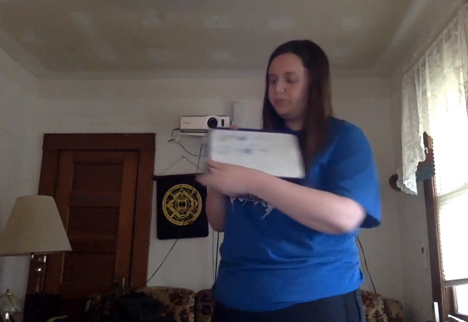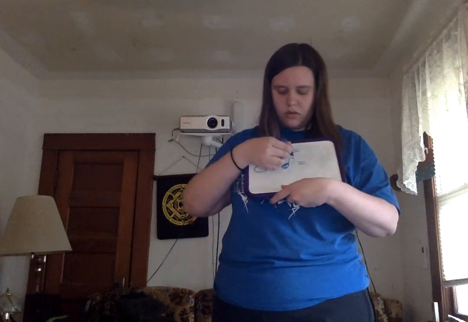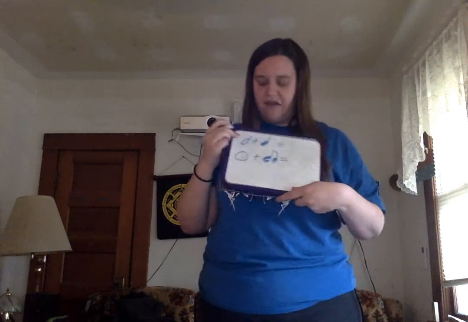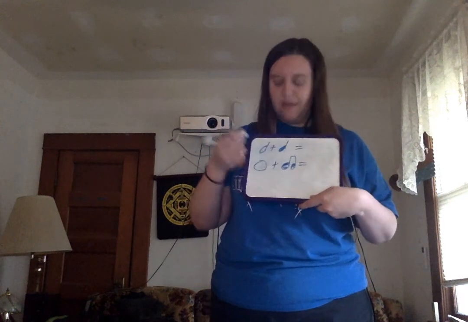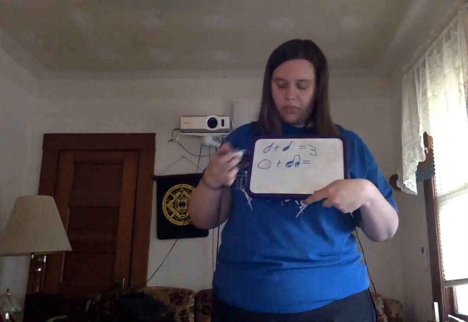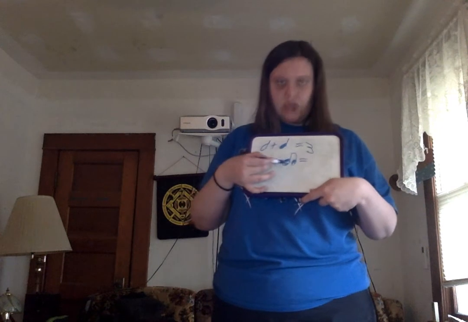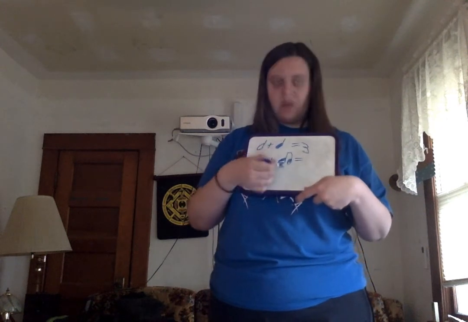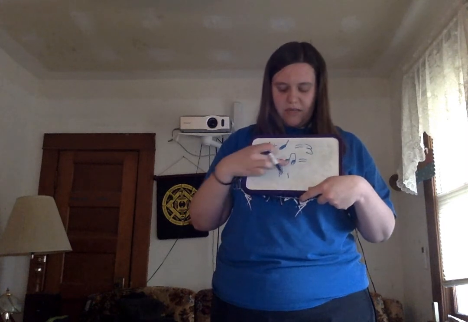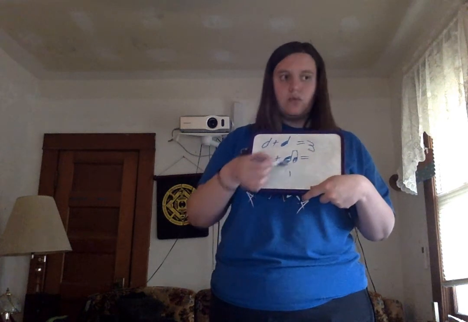So we have a half note plus a quarter note, so that would be 2 plus 1 equals 3. Now this one, we have a whole note plus 2 eighth notes. If each eighth note is worth half, that would be 1. So this would be a value of 1. So we have 4 plus 1, which equals 5.